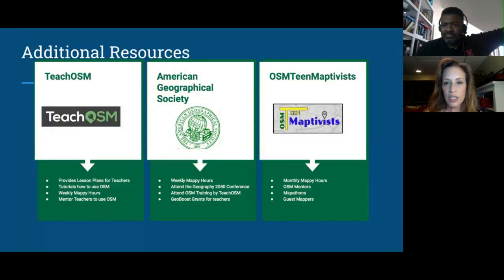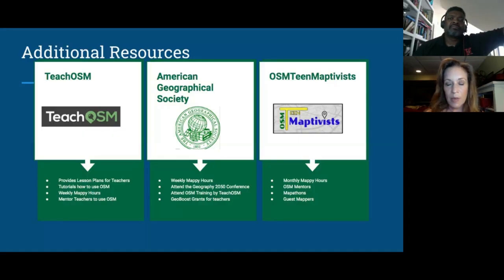And I want to add that when teachers are learning a new technology, it's difficult if you feel like you don't have a good handle on it. So Mappy Hours is a very wonderful way for teachers to get familiar with logging into your OpenStreetMap account and working on creating buildings, or doing streets, or doing points.